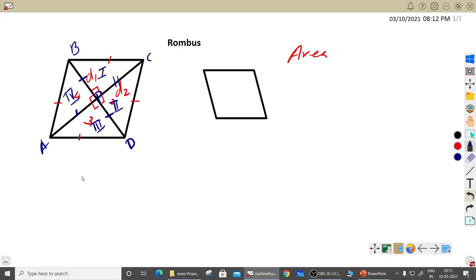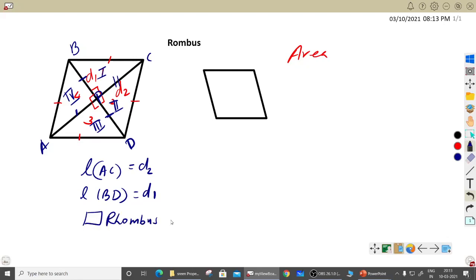If I say length of AC, which I have marked as D2, and the length of BD, which I have marked as D1. Understood? In the case of the rhombus, if I name it as ABCD, we know that length of AC is equal to D2, very clearly.